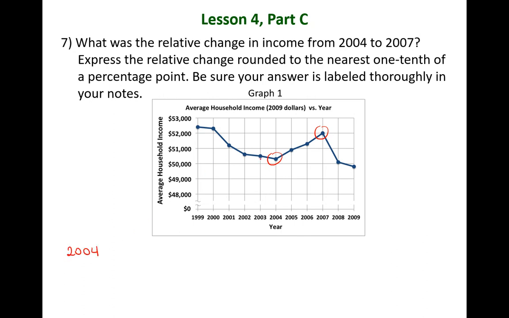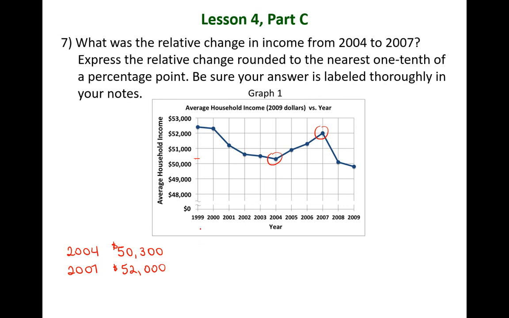2004, if we follow this over, that looks to me to be approximately, and we have to estimate how far up it is, I'm going to say it's about 3/10. I'm going to say that's 50,300. In 2007, it looks to be right at 52,000. I estimated it a little different than I did earlier. Earlier, I think I said 50,200, but when I look, I think I like 300.